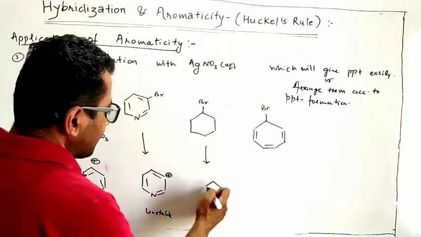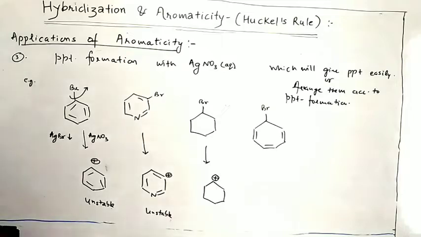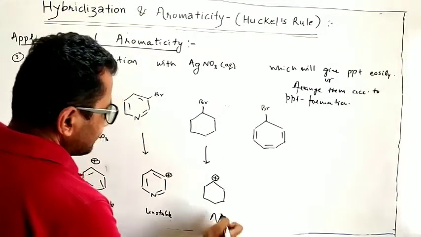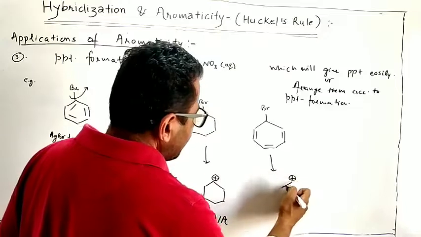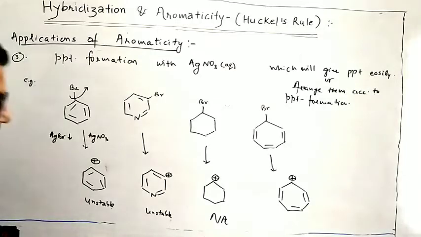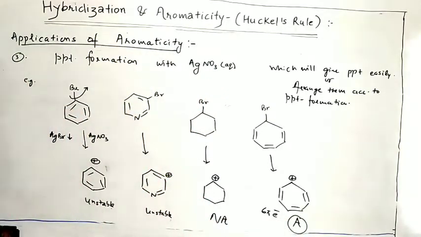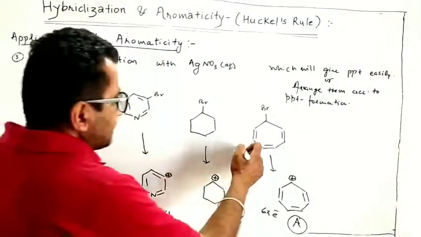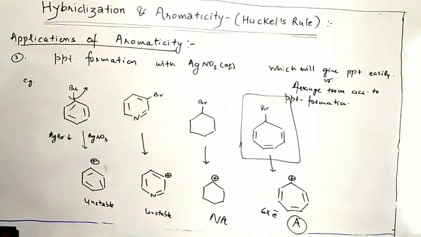Now come to third. When this molecule loses Br negative, it will look like this. It's not too stable, moreover it is a non-aromatic compound. This is not in one plane. Now the last one, when you lose Br negative from here, you will get this type of molecule. This is a 6pi electron system, and it is aromatic. So which out of the 4 compounds will give PPT with silver nitrate easily? The answer is this last one, because it is going to change into an aromatic compound. When it is moving toward an aromatic compound, it means it is much more stable.